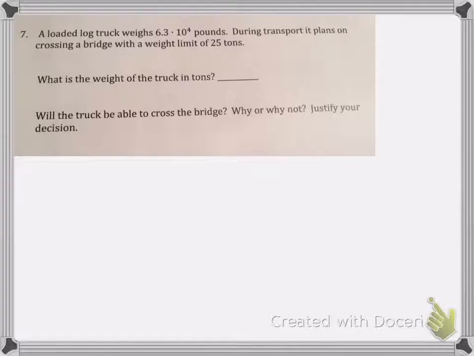As a piece of advice, you either need to make the magnitudes the same, or you can just convert them to standard form and just add them that way. In this case, we're just going to figure out the weight of the truck in tons. As of now, you're given that weight is 6.3 times 10 to the 4th.